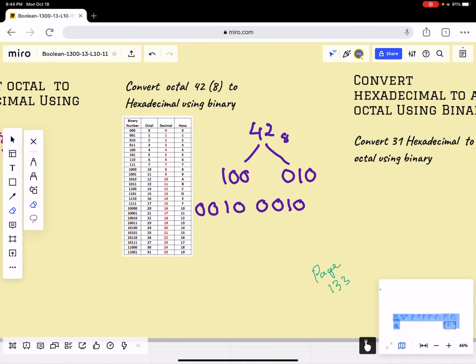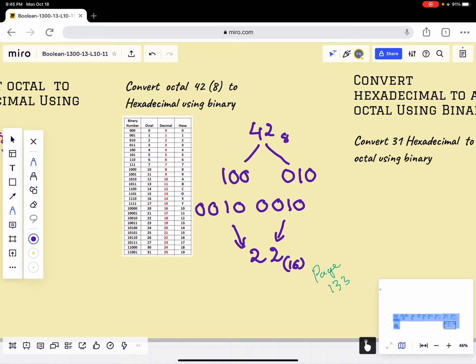All right, so now you change to hexa. So this one you got 2, and this one you got also 2. So there's the hexa for 42 octal.